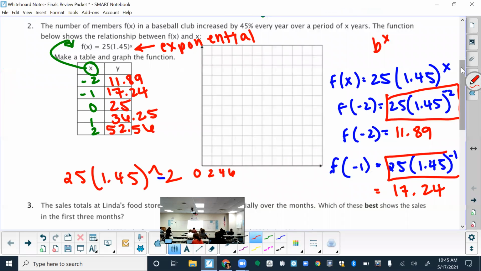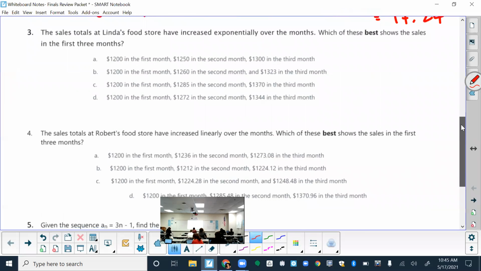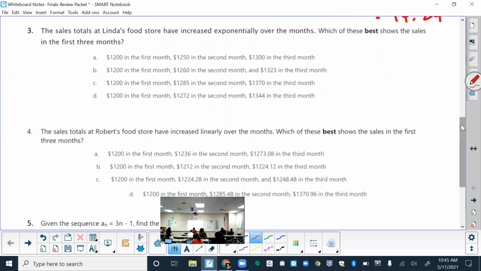Number 3. The sales totals at Linda's food store have increased exponentially over the months. Which of these best shows the sales in the first 3 months? Exponentially means that it increases or decreases at a really fast rate, right? So if they increase exponentially, the graph maybe looks something like this.